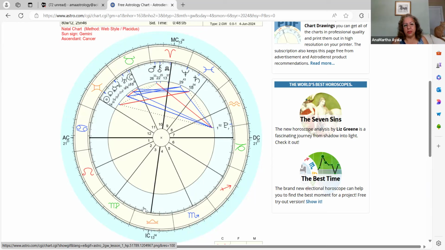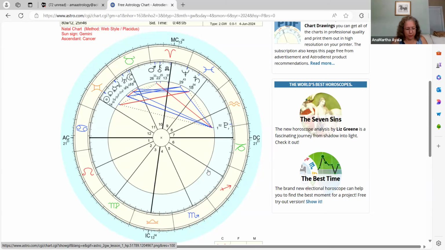Now, each house can be no more than 30 degrees, but in some charts, if you're born way up north, like Alaska, Antarctica, Norway, Finland, you have houses that are very small and then houses that are very, very large. So these houses don't have to be exactly 30 degrees each. They have different variations.